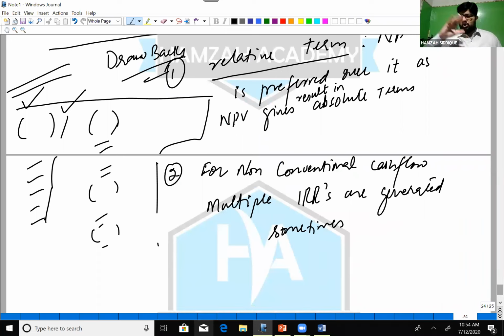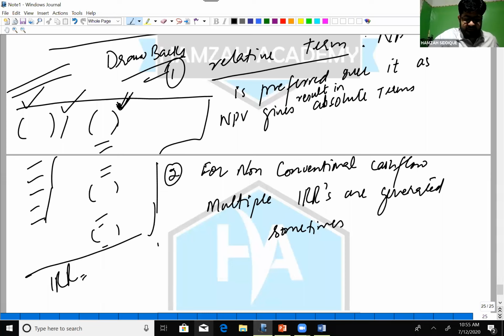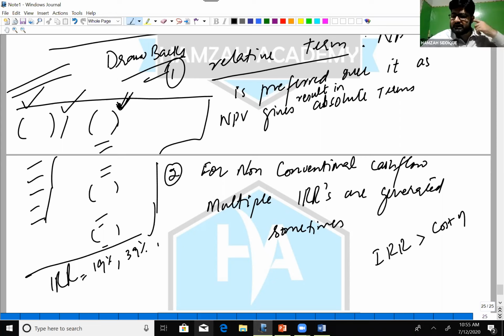So non-conventional means multiple times outflows. When we apply the IRR formula using a spreadsheet, not the manual calculator, sometimes it gives two IRRs. For example, it gives IRR in this way, 19% and 39%. Remember, how to evaluate IRR? If IRR is greater than cost of capital, we should accept the project.